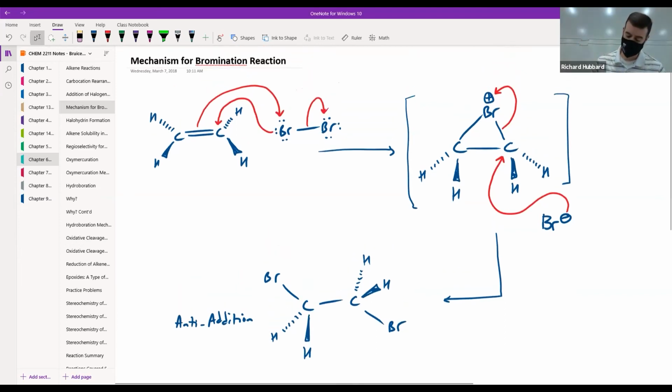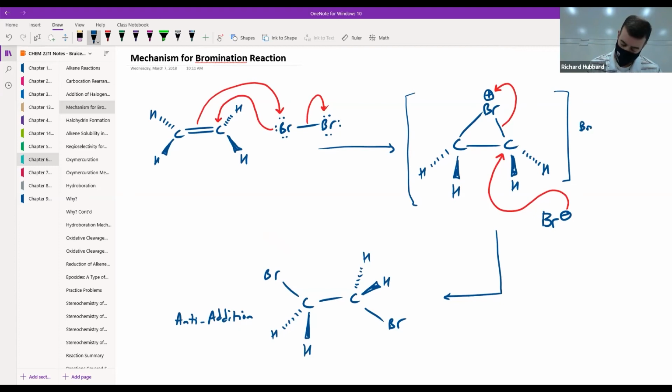Let me write this out. Bromonium ion, positively charged bromine. You're going to hear me talk about ammoniums, positively charged nitrogen, oxoniums, positively charged oxygen. So we're getting the onium portion of it, bromonium, and so on and so forth.